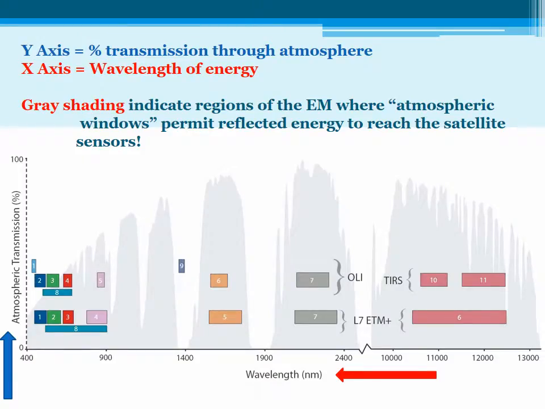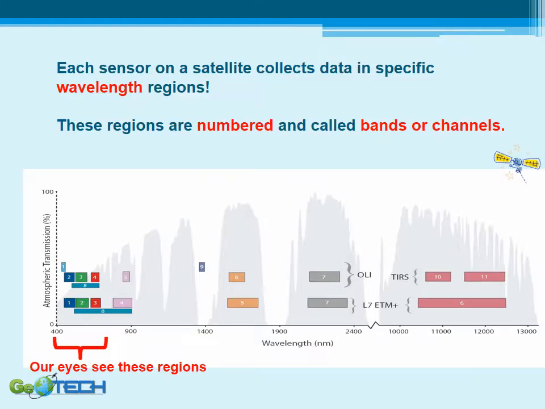So this is a graph that I think is a bit confusing. The y-axis is the percent transmission through that atmosphere. Okay, I was talking about incoming and return. And then the x-axis is the wavelength of energy that is able to make that. If I look at this, the gray regions are specific windows where the wavelengths can penetrate through the atmosphere and be recollected. So that's the gray shading.